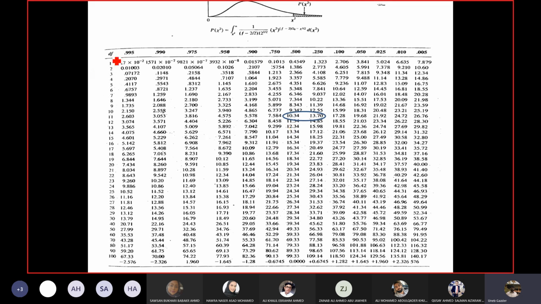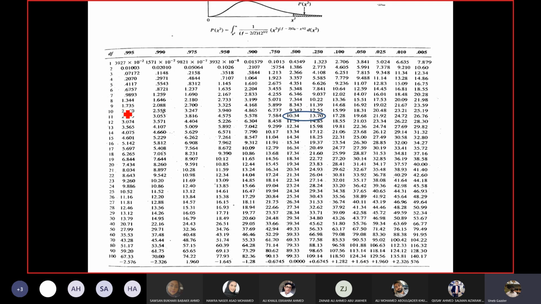Then you see the first column stands for DF. DF stands for degrees of freedom. Degrees of freedom means what? How much variation is caused because of speed groups in your data? This is what we call degrees of freedom.